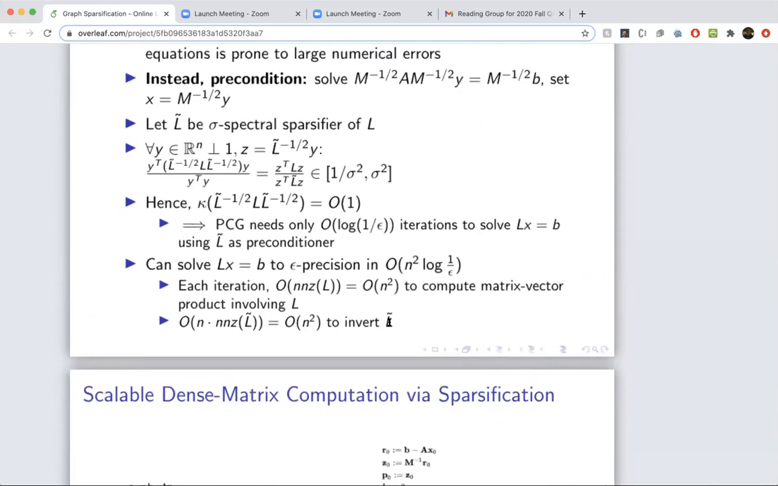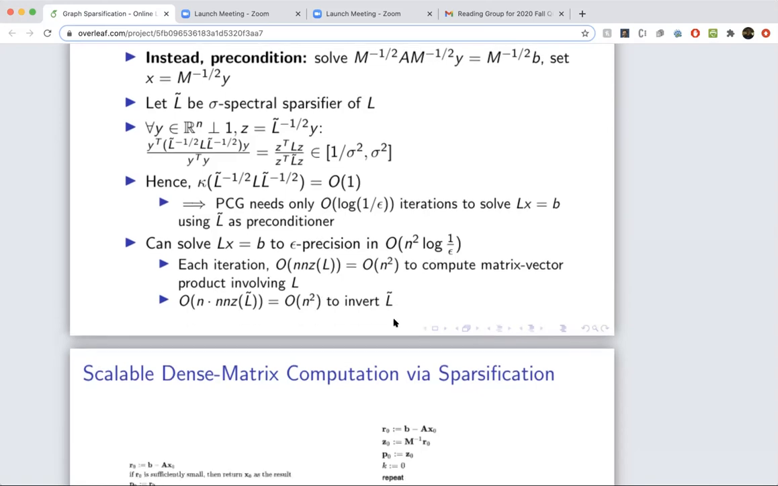Okay. So to invert L tilde, and because each iteration we're doing n squared, and there's log 1 over epsilon iterations, the computation of the inverse at the very beginning, which we only need to do once, is big O of n squared. That gives us an overall runtime of big O of n squared log of 1 over epsilon, and that's much better than big O of n cubed. And that's the end of the presentation.